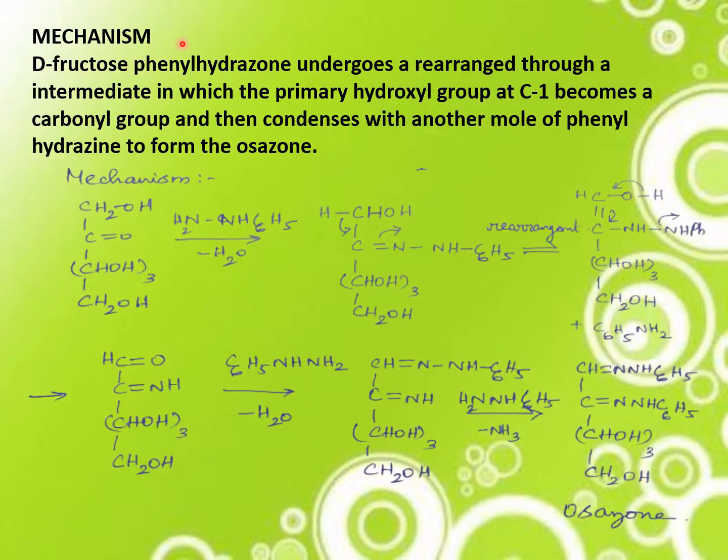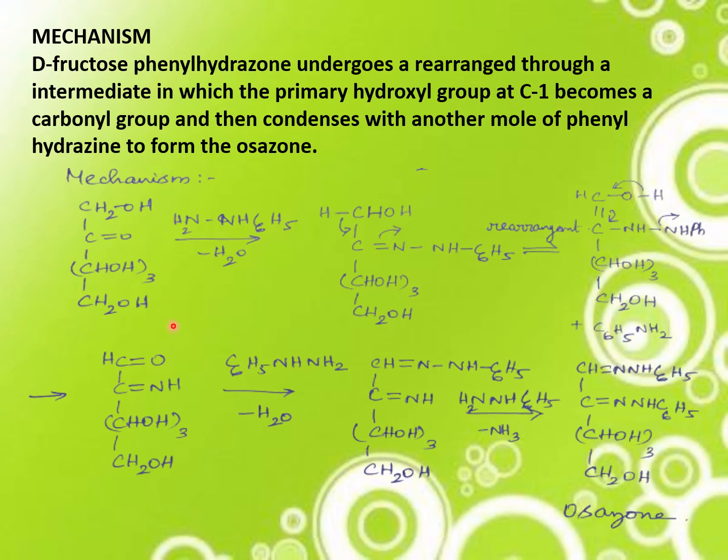Now we will see the mechanism of D-fructose. D-fructose reacts with phenyl hydrazine to get phenyl hydrazone. This is the structure of phenyl hydrazone, through an intermediate in which the primary alcohol group C1 becomes a carbonyl group. Here, this primary alcohol group becomes the carbonyl group and then condenses with another molecule of phenyl hydrazine to form the osazone. Now we have simplified the structure of D-fructose.